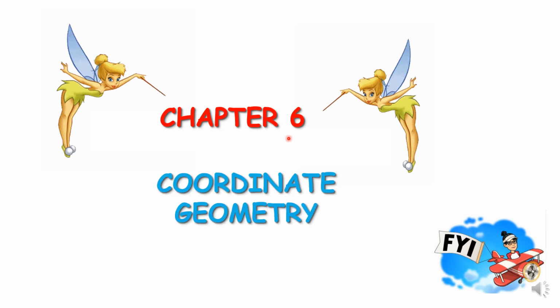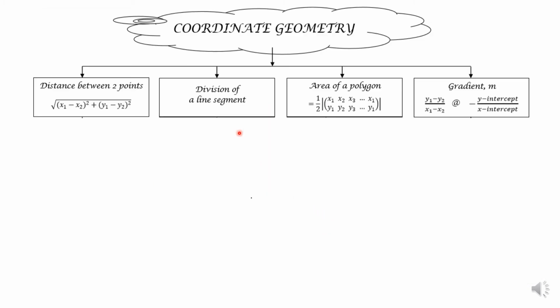Chapter 6, Coordinate Geometry. For coordinate geometry, you need to know distance between two points, division of a line segment, area of polygon, and gradient. Let's look into distance between two points. Formula used will be square root of (x1 minus x2) squared plus (y1 minus y2) squared.